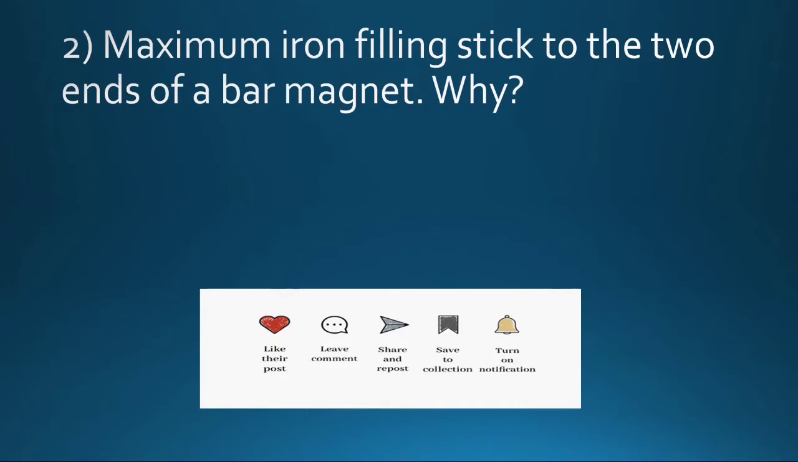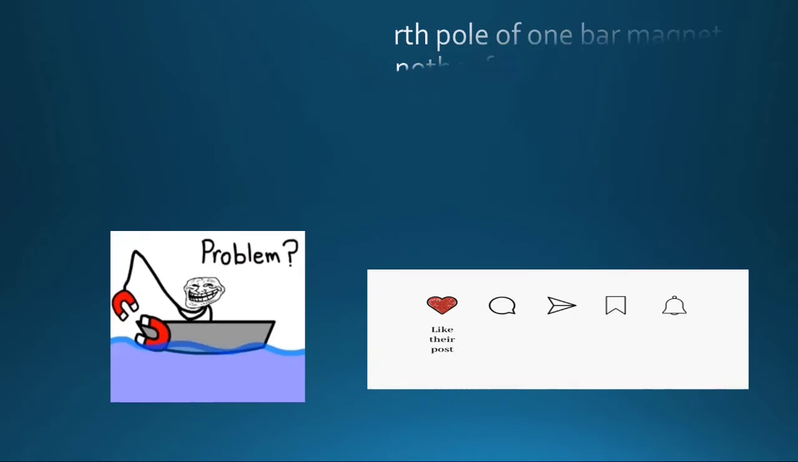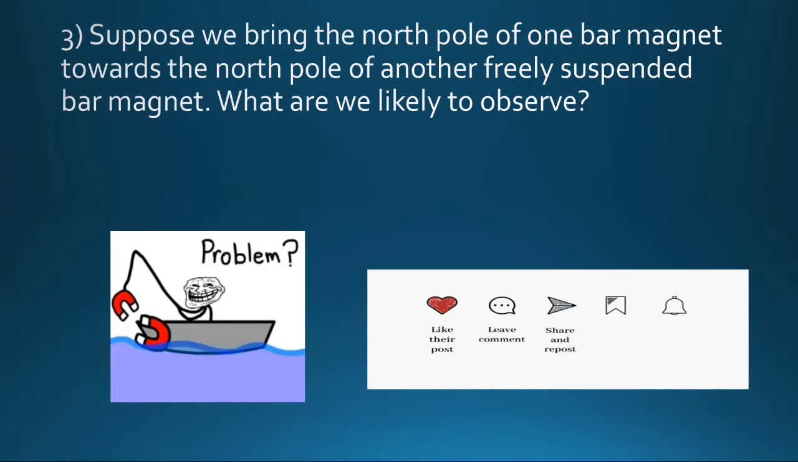Question number 2. Maximum iron filings stick to the two ends of a bar magnet. Why? Answer. Maximum iron filings stick to the ends of the bar magnet because the strength of a bar magnet is maximum near the poles.